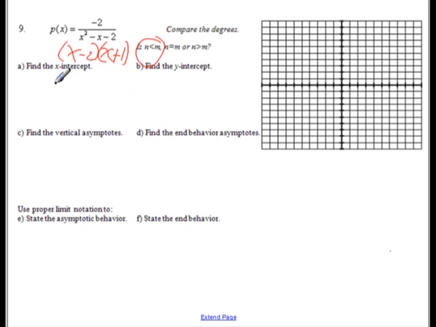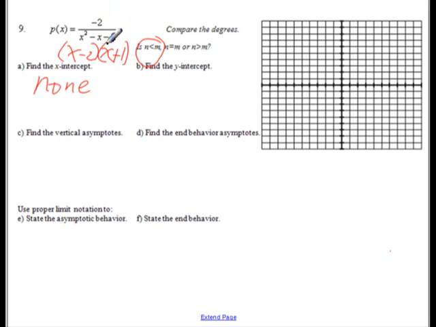X-intercepts, though, are interesting. X-intercepts, again, are when the whole thing is 0. The only way that can happen is if the numerator can be 0. Well, what x value makes -2 equal 0? Exactly, none. Can't happen. So there is no x-intercept. We can determine that pretty easily because there's no way that numerator can be 0, which means the whole thing can't be 0.